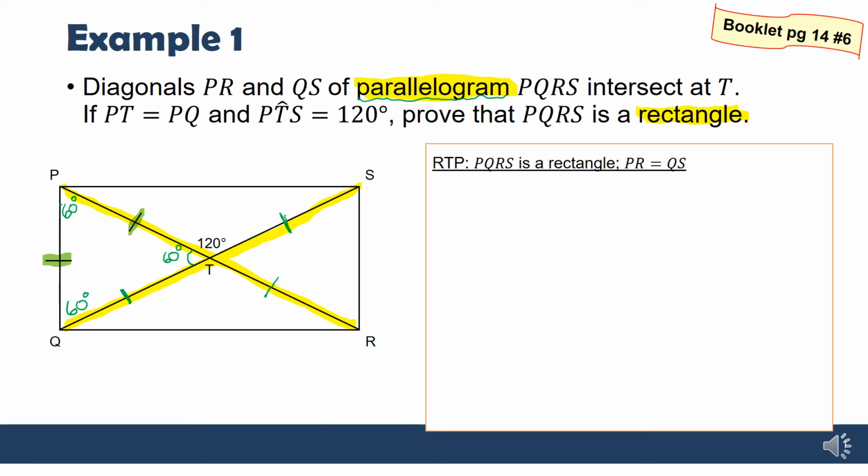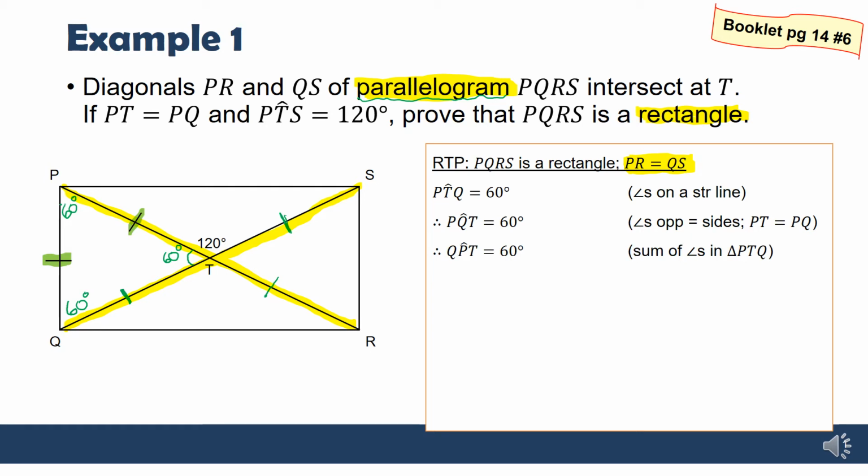Start out with your RTP statement: required to prove PQRS is a rectangle. I like to show how I'm going to do it, but this part is optional. I started off with angles on a straight line, then angles opposite equal sides, then sum of angles in a triangle. So showing that all of those were 60.